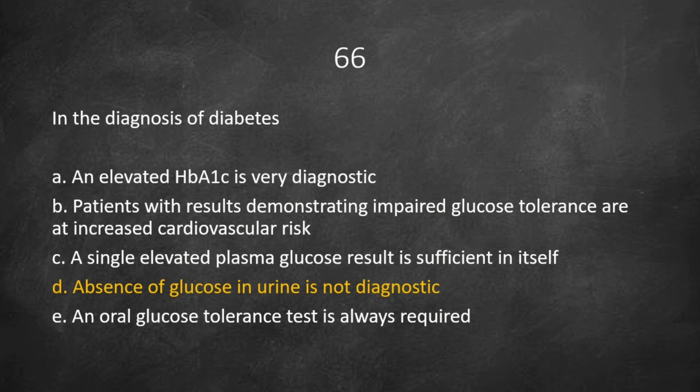Then if you look at option E, it says that an oral glucose tolerance test is always required. This one too is not acceptable. While the oral glucose tolerance test is available, it's not always required. Diabetes can be diagnosed based on fasting blood sugar, HbA1c, random blood sugar, and the patient's clinical presentation. So you don't always have to depend on the oral glucose tolerance test. Option D becomes our best answer, the most appropriate answer here.